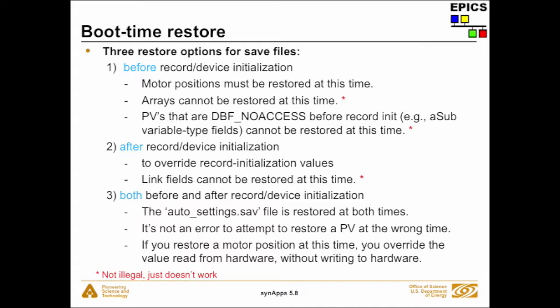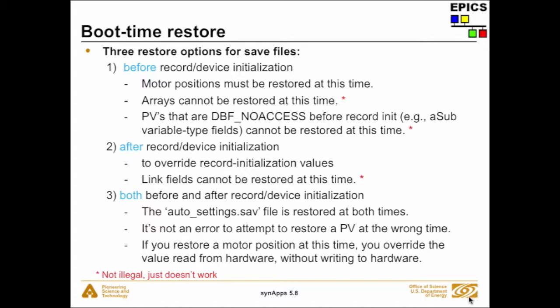And the reason you don't want to do this with motors is because motor controllers are likely to already have their value, the VAL field, or they're already likely to have the motor's position stored in hardware somewhere. And you'd like to take advantage of that. So Autosave restores before record init, and then the motor record can decide whether or not to use that value or use the value stored in the hardware. And you don't want Autosave to restore afterwards and undo all of that work.